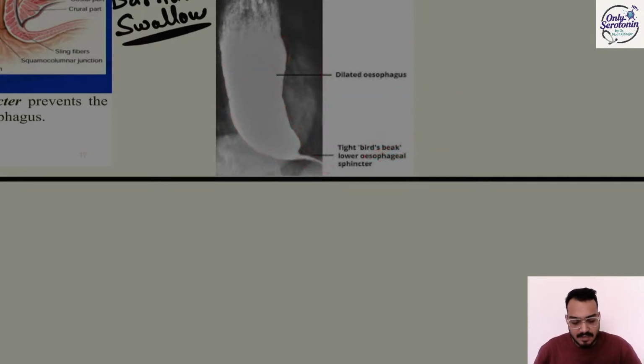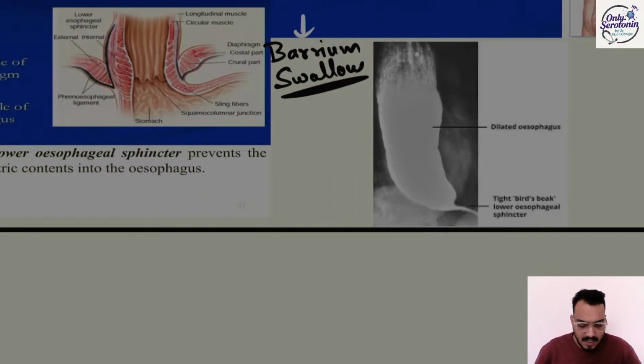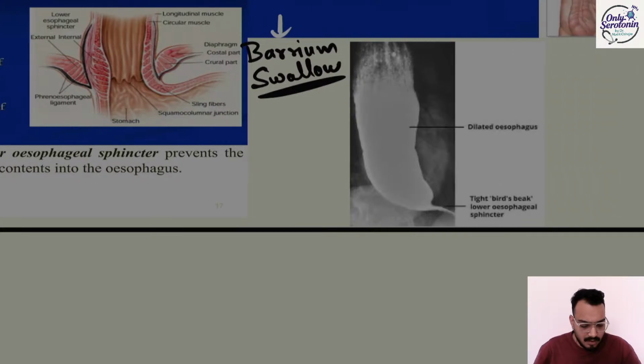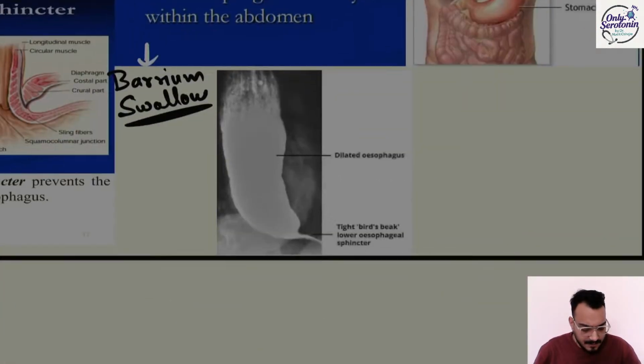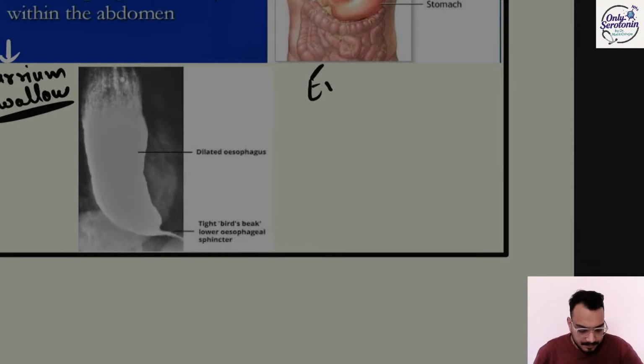Suppose this patient went to a hospital that does not have barium, or does not have a CT scan machine. How can they diagnose this? The second thing by which this patient can be diagnosed with achalasia cardia is what, guys? Okay, I will write it here. That is your endoscopy.